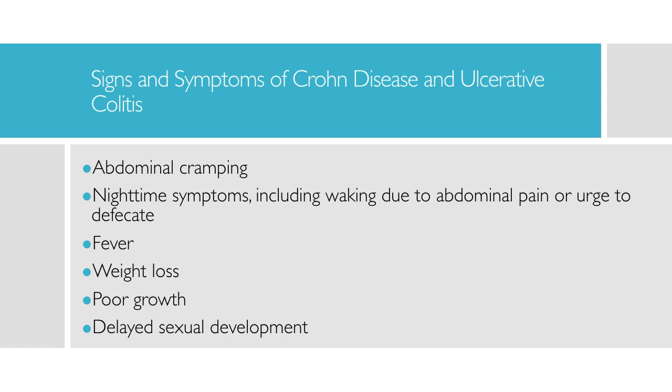When we look at things like Crohn's disease and ulcerative colitis, we're looking at what's known as inflammatory bowel disease. And in these cases, it's very painful, and children will choose not to eat because they have abdominal cramping. They have nighttime symptoms that include waking up because of abdominal pain or an urge to stool. They may have fever, they may have weight loss and poor growth, as well as delayed sexual development.